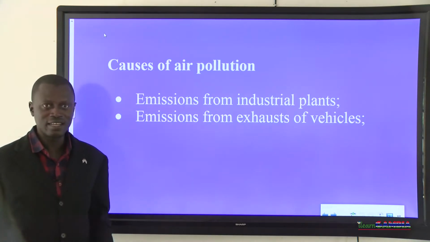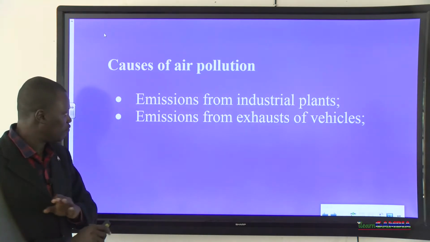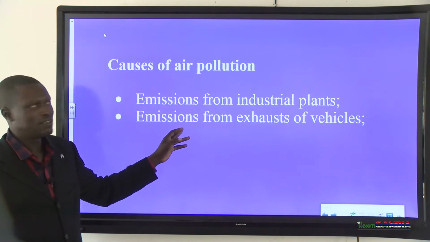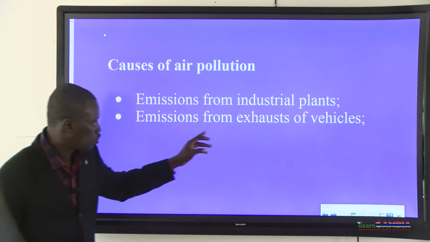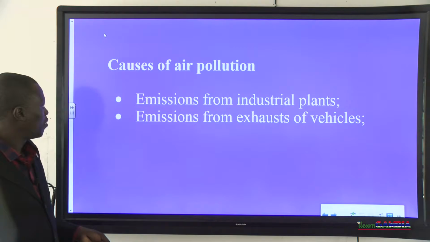In all the towns in the Gambia, be it an urban town or a rural town, they all experience this particular cause, which is emissions from exhaust of vehicles. So that is another problem.